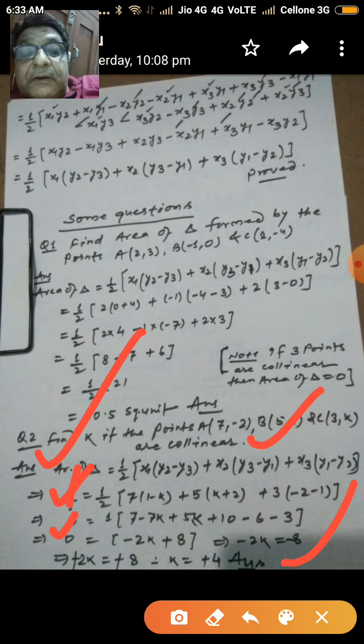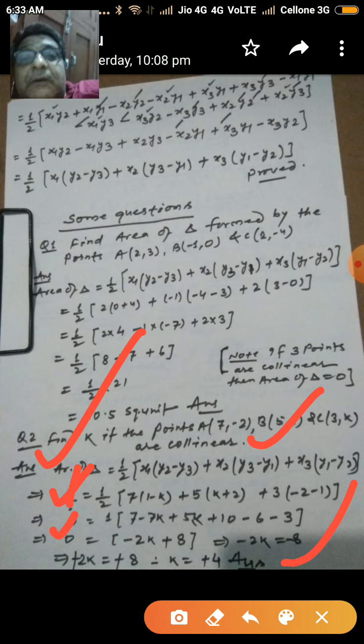If any point has an unknown coordinate, and there is some condition, like here the points are collinear, sometimes it may happen that the question says find k if the following points make a triangle of this much area. So the area is given, and at that time we write the given area in place of area of triangle, and on simplifying we may get the unknown quantity k or p, whatever is given in the question.